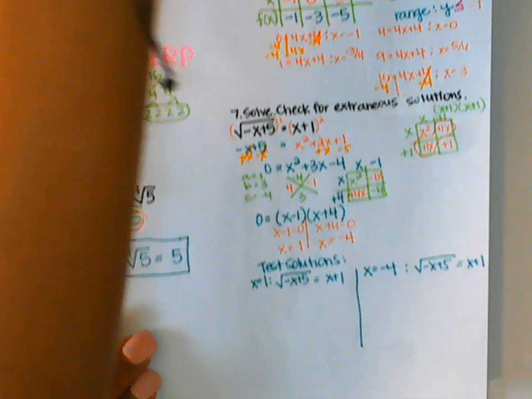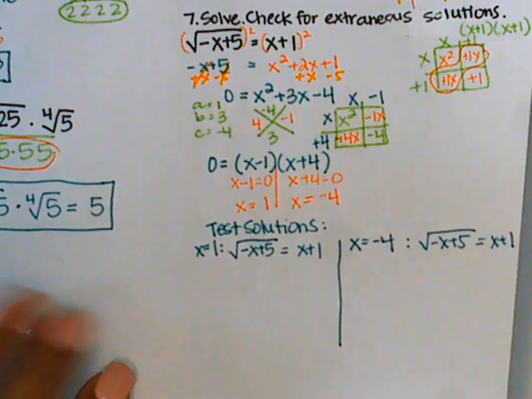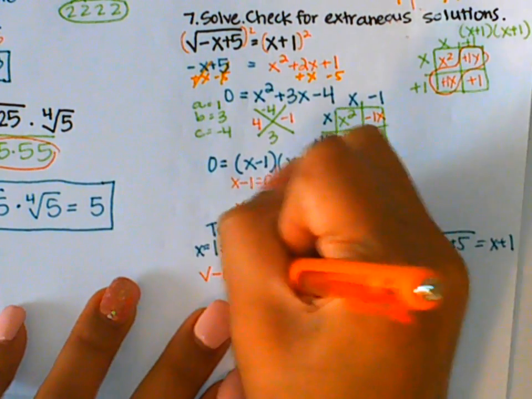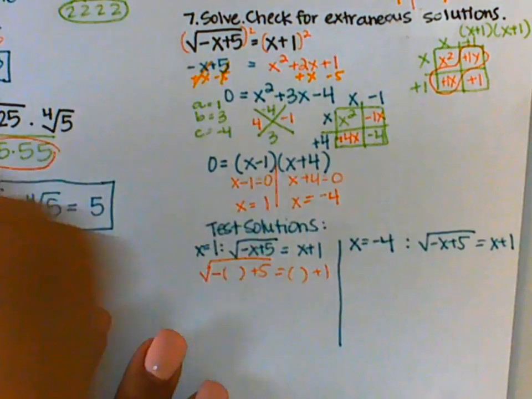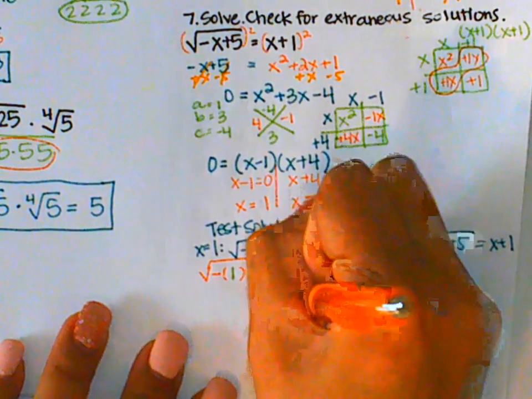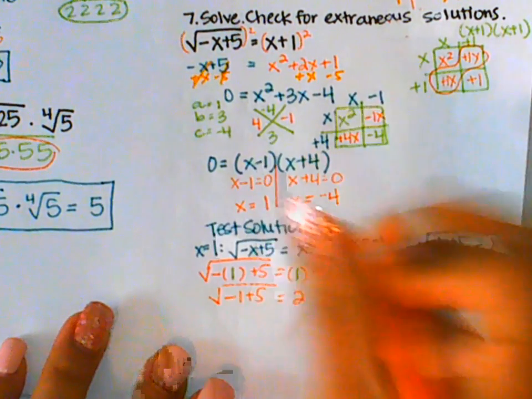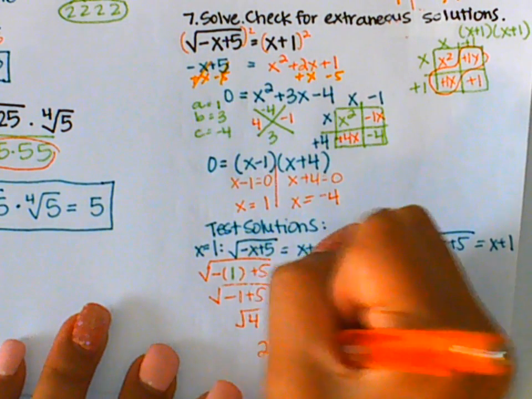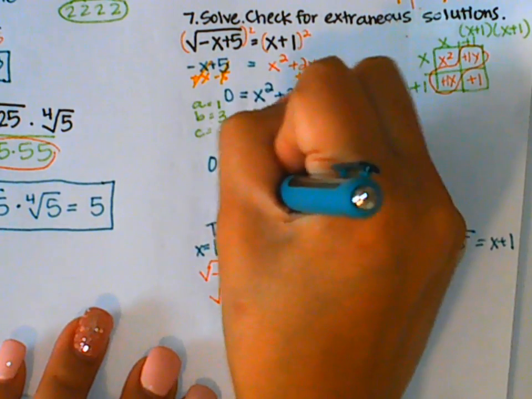Alright, so let me zoom in. Negative x plus 5 is equal to x plus 1. So here's a 1 and here's a 1. 1 plus 1 is 2. That one was easy. So then I get negative 1 plus 5 in my radical. That gives me 4. Square root of 4 is 2. Since that is true, x equals 1 is a solution.